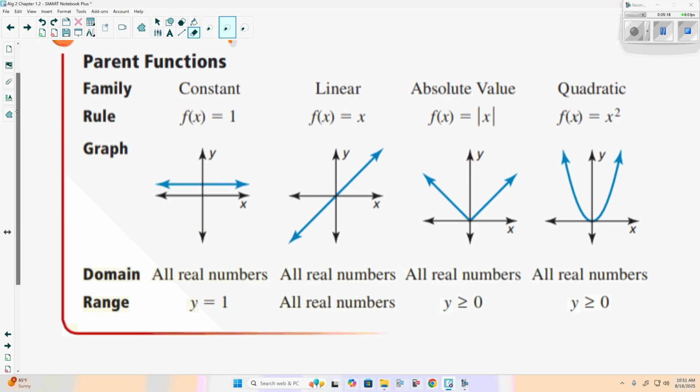Domains are all real numbers. What that means, domain is our input values, our independent variable, the one that we change, the one that we plug in for x. Our range is our y values, the values that come out of the function. And the only one that's going to be all real numbers, where we can plug any number in and get any number out, is going to be a line. Our absolute value and quadratics, there's only certain values that we can have.